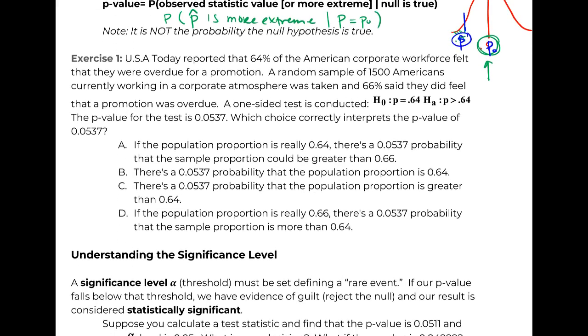So go ahead, take a stab at exercise 1, and then come back. So in exercise 1, our null is that p is 0.64. So that's our initial assumption. That's where we're going to center our distribution. That's what we're conditioning on. So what we need is an answer choice here, since we're looking for the p-value, an interpretation of that. We need to find something that says if p is really 0.64, if 64% of Americans really feel like they were overdue for a promotion.